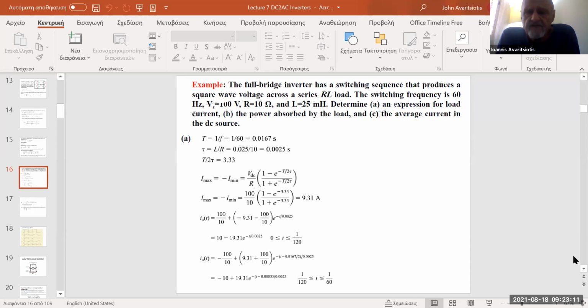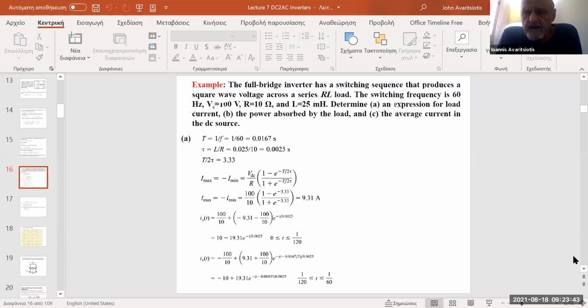And the question is how we proceed to find an expression for the load current. We just did it theoretically a few minutes ago. The power absorbed by the load, I have shown you how to calculate. You have to find the RMS value of the current through the load. And finally, the average current in the DC source, which we assume to be capital IS.